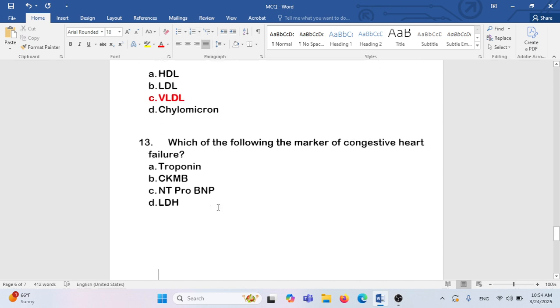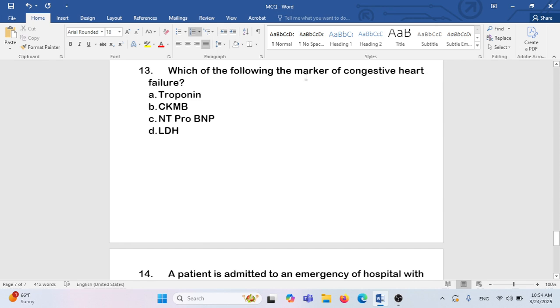So another question, which of the following is the marker of congestive heart failure? So here NT-proBNP, N-terminal pro-B type natriuretic peptide is the correct answer, because this is the marker of heart failure and it indicates the cardiac load. Okay, so this is the marker of heart failure.